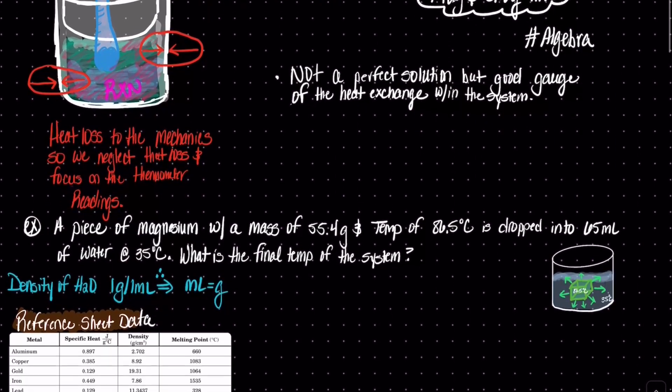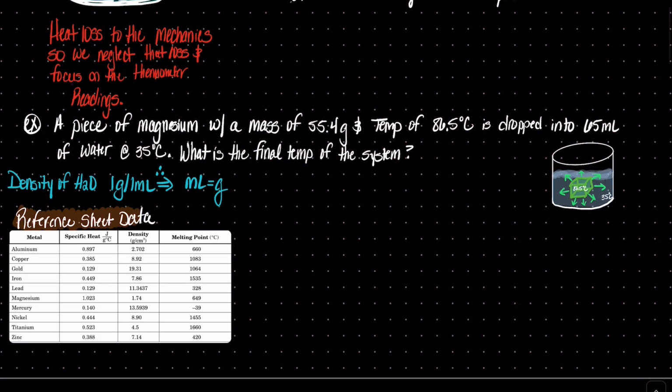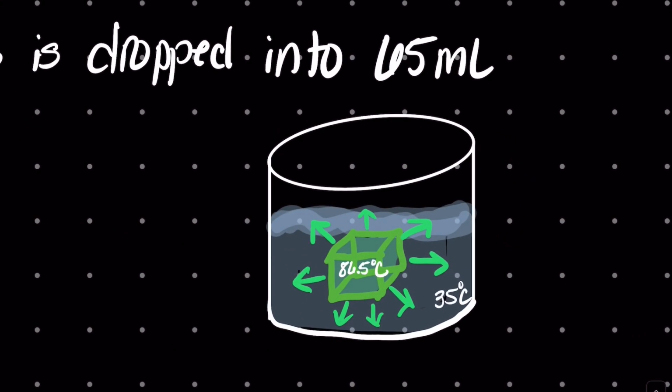So let's get into it. We're going to have a piece of magnesium with a mass of 55.4 grams and a temperature of 86.5 degrees Celsius. It's dropped into 65 mils of water at 35 degrees Celsius. I'm looking for the final temperature. All right, so let's get into what's happening here.